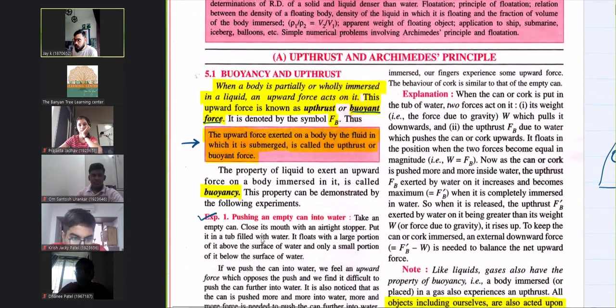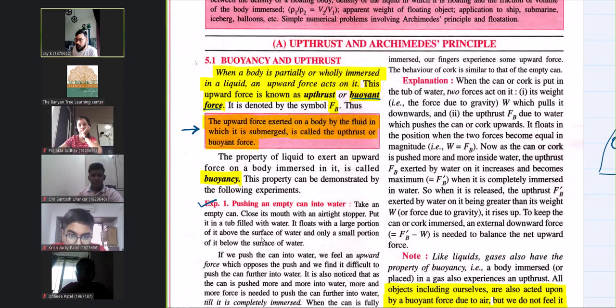So, these two experiments show that whenever objects which have a tendency to float on water are pushed down inside the water, they experience an upward force against which we have to exert an external force, and this upward force is known as upthrust.